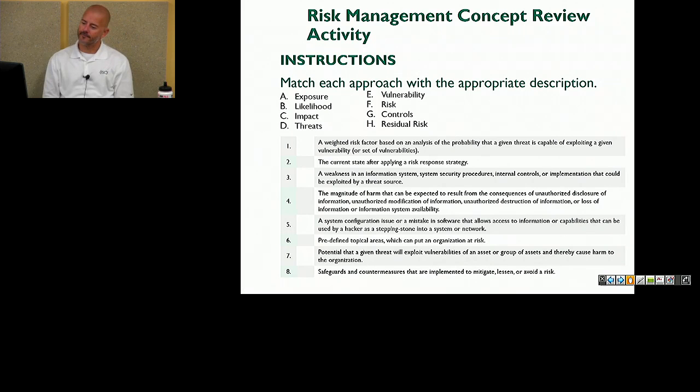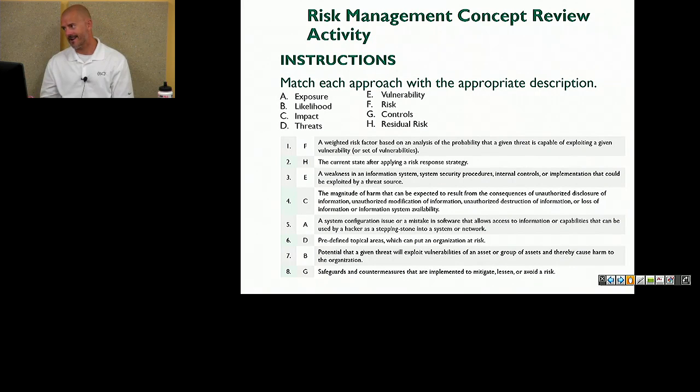Now, a quick review for you all, and I'll run through these very quickly with the answers. A weighted risk factor based on analysis. We did this last week, didn't we? Not this one? Okay, well, then we'll go through it. A weighted risk factor based on the analysis of the probability that a given threat is capable of exploiting a given vulnerability or set of vulnerabilities is F. That's not right. That's likelihood. It's B. Oh, 1 and 7 are transposed. I'm sorry. Number 1 and number 7 are transposed. 1 should be B. 7 is F.